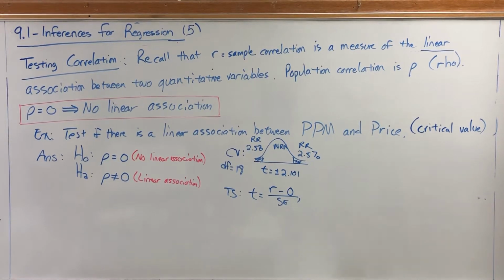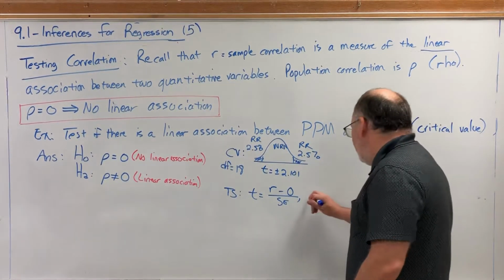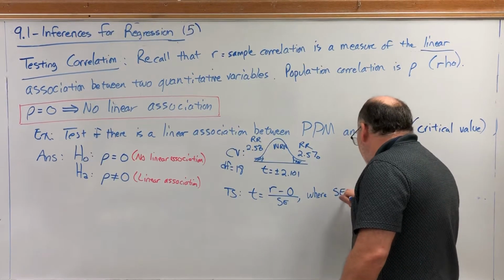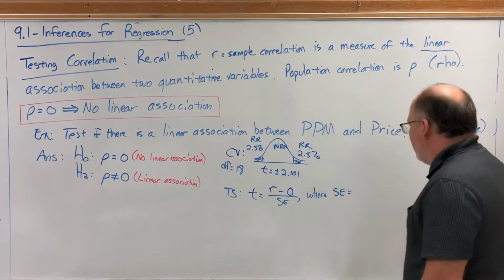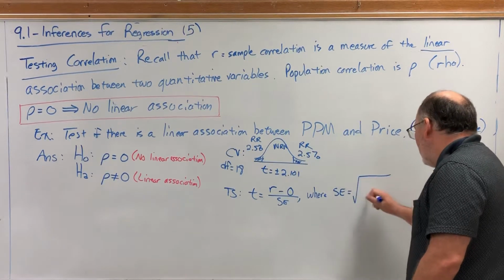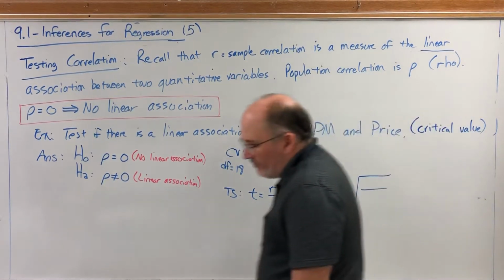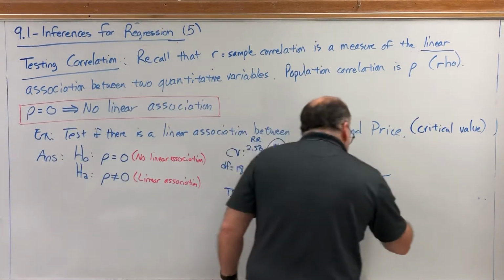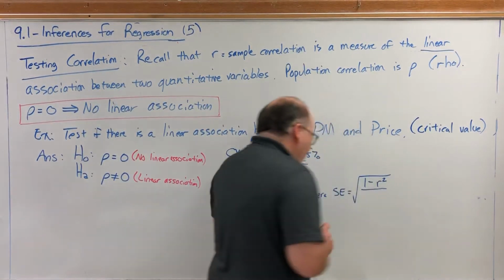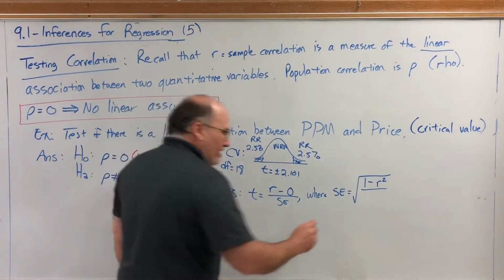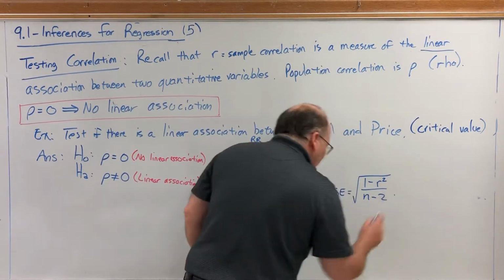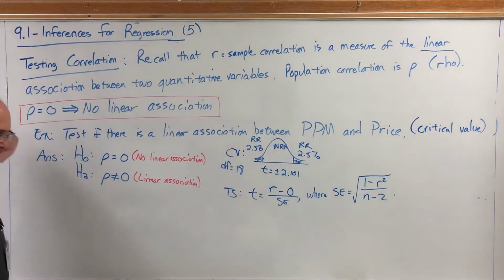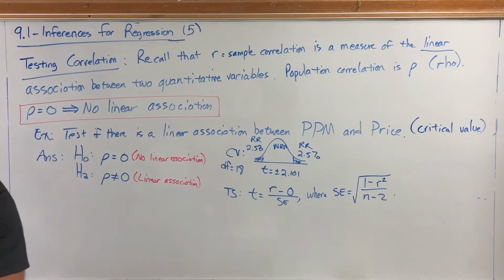This standard error is not given to us in our computer output, but there is a formula for it. The formula for the standard error when testing correlation is a tall square root. On the top of the square root is 1 minus r squared. And on the bottom of the square root is n minus 2. So we actually have to calculate the standard error. But there's one thing that we're missing. What is r equal to?